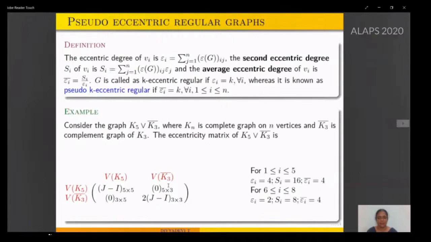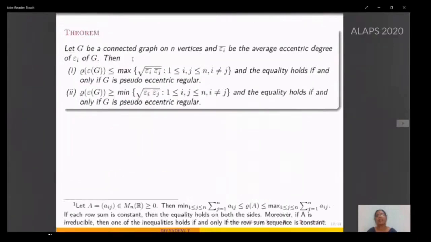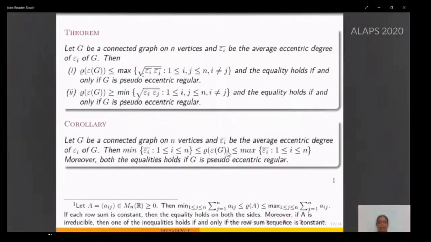Consider a graph G on n vertices. Ei bar denotes the average eccentric degree of the vertex Vi. Then the upper bound for the eccentric spectral radius is the maximum of this set, and the lower bound is the minimum of this set. Both the lower and upper bounds are attained only when G is a pseudo-regular graph. The next corollary can be proved by observing the fact that the spectral radius always lies between the maximum and minimum of the row sums.